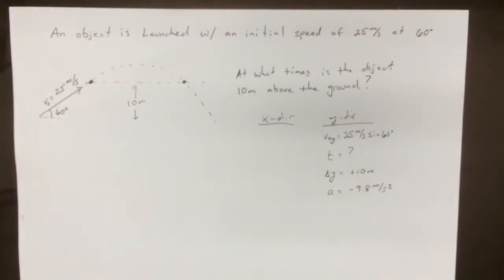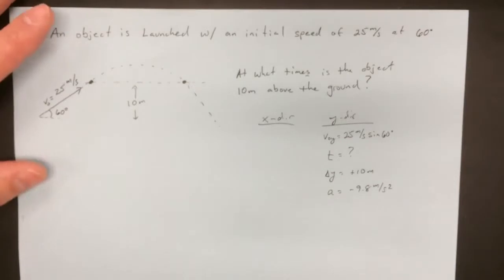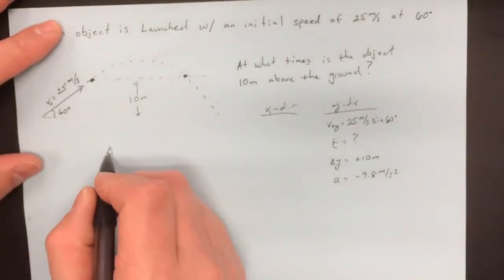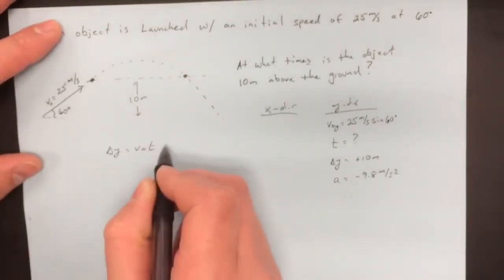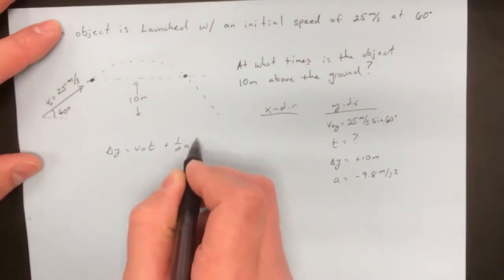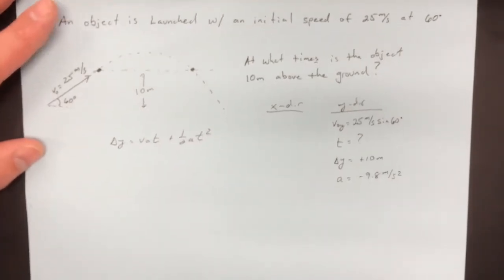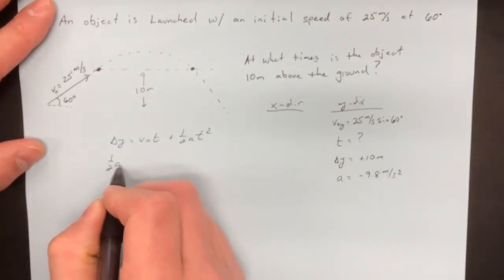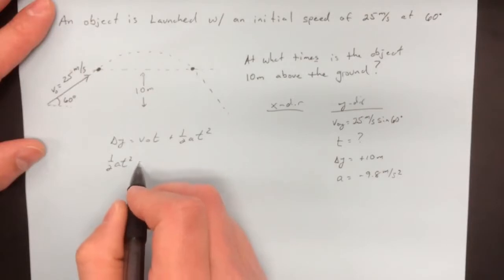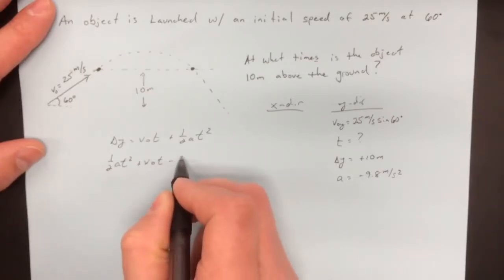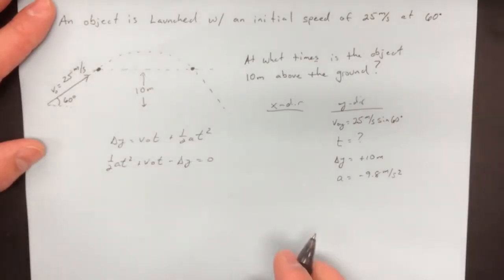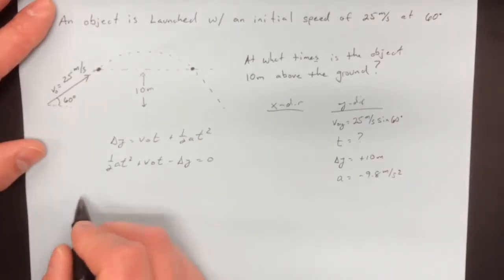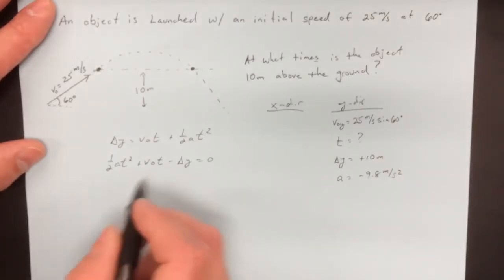Okay, so from these givens, we're going to pick the equation that is quadratic. I'm going to use the quadratic here because I think it is the most direct solution. So I have to rearrange this to put it in quadratic form. So I have 1/2 a t squared plus v naught t minus delta y is equal to 0. And I know that my x is going to be t.